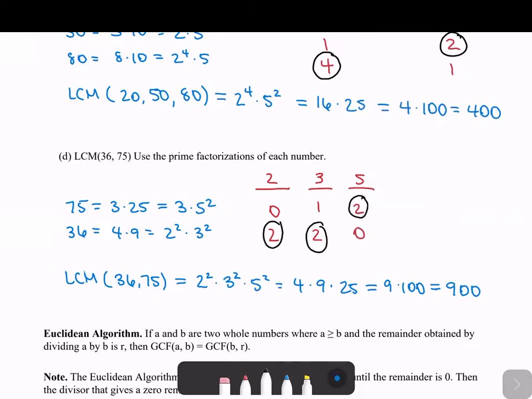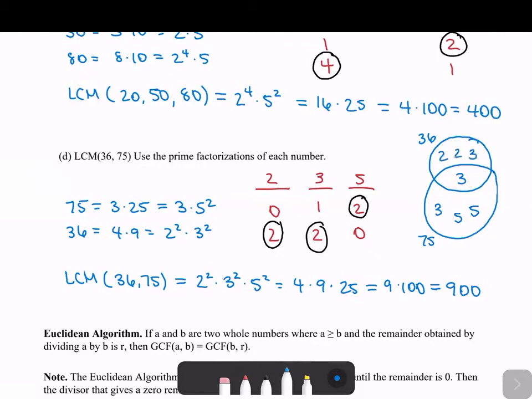Okay, so if we draw a Venn diagram, where we have 36, 75. Let me make this a little bigger. So we have 36 here and 75 here. So what are their common factors? So their common factors, it's just 3, right? That's the only factor they have in common. Then 75 has a 3 and a 5 and 5. And 36 has a 2 and a 2 and a 3.